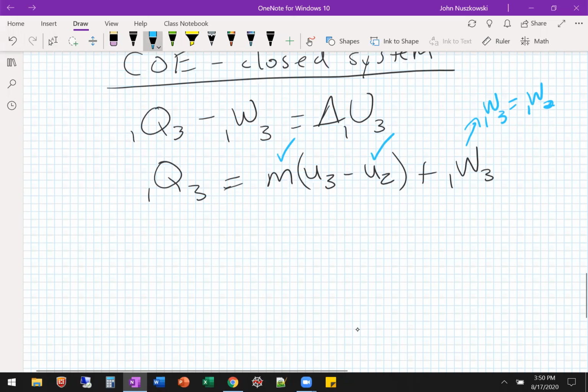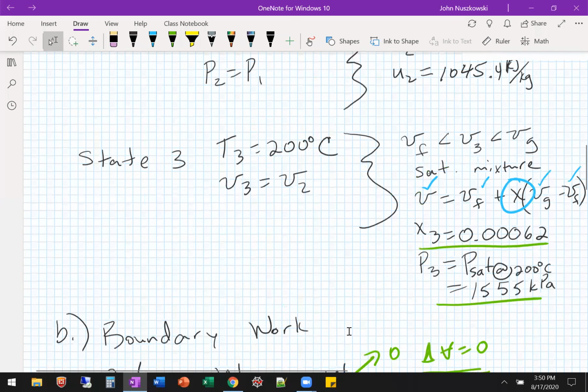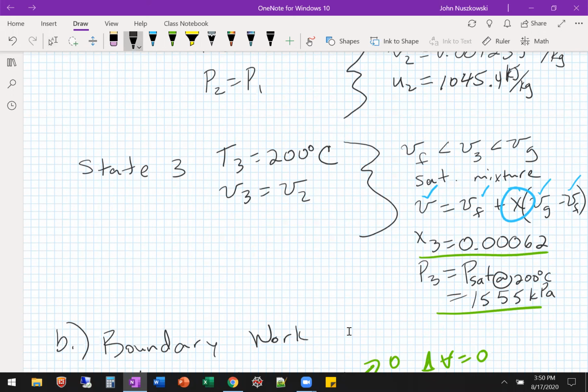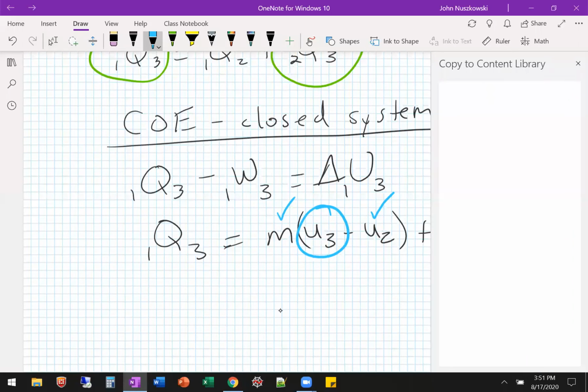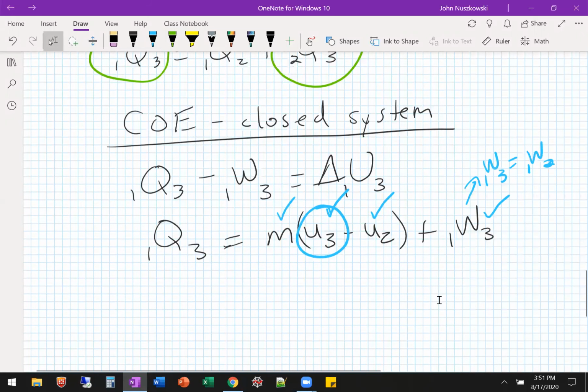All right, so then that means we have U2, we just need U3. So we go up here, go to our state, it's fixed. We go to our tables and get our value. We get 851.55. So now we have everything, and we can plug our values straight in, and we get negative 690.8 kilojoules, which again, we have our negative number. So it's heat out.